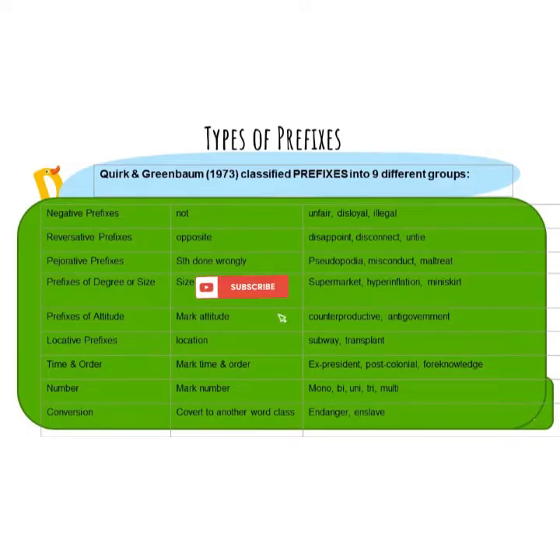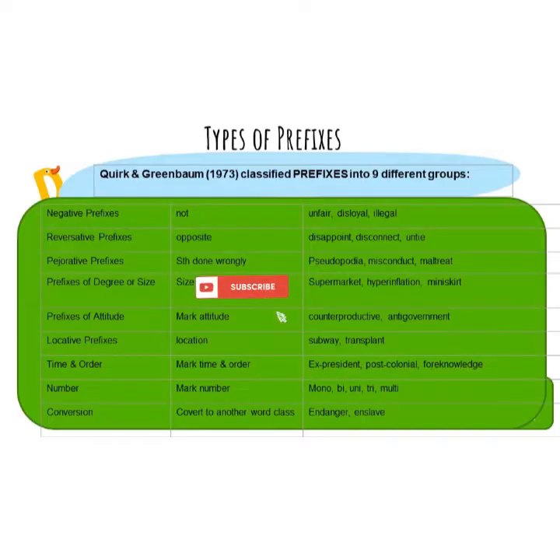5. Prefixes of attitude. They mark attitude, counterproductive, anti-government. 6. Locative prefixes. Locative has to do with location. For example, subway, transplant. 7. Time and order. These prefixes have to do with marking time and order. For example, ex, former, ex-president, post-colonial, fore, foreknowledge, before.